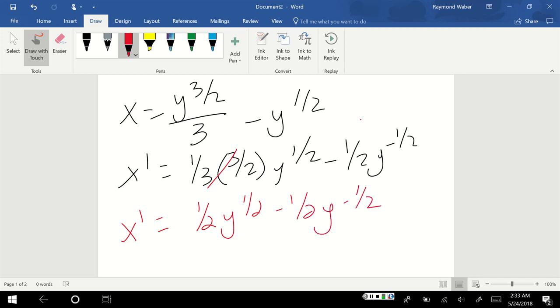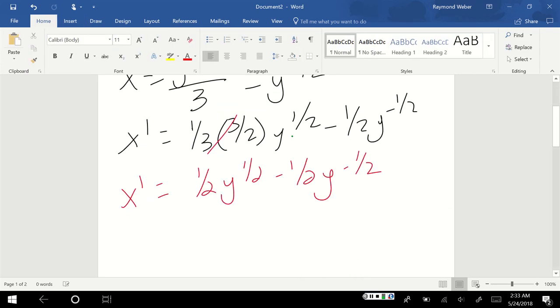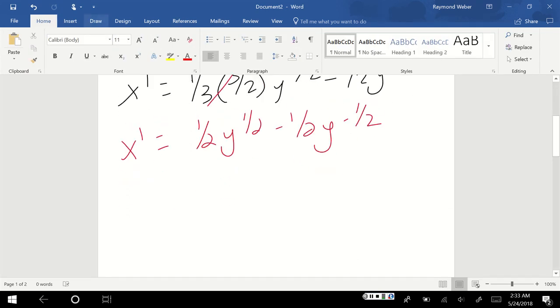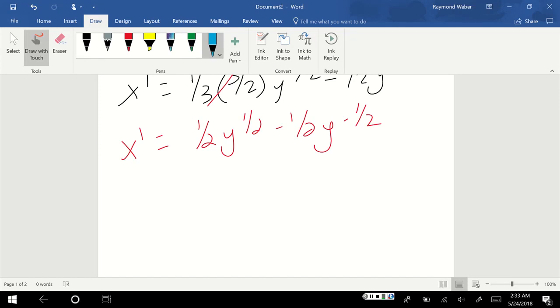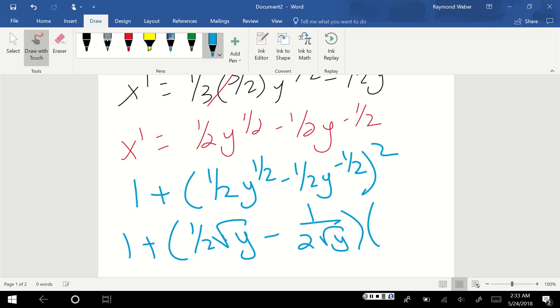Now I need to figure out what the radicand is, so this under here. So to do that, I'm going to do 1 plus 1 half y to the 1 half minus 1 half y to the negative 1 half, squared. So this is 1 half square root of y minus 1 over 2 square root of y, times itself. Okay? So I'm foiling it out.